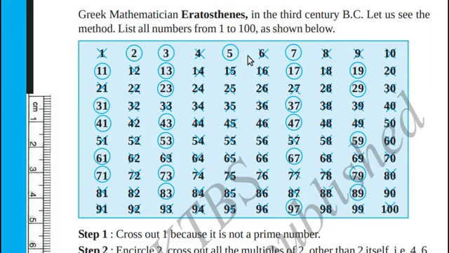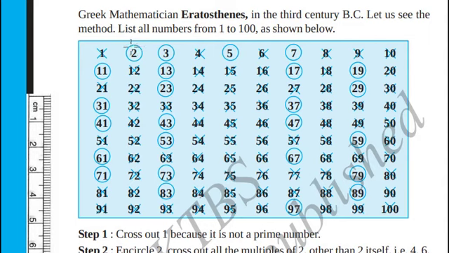In this example we considered numbers from 1 to 100. We can consider any range: 1 to 1000, 1 to 10,000 and so on. The principle remains the same. Now first let us cross out 1 because 1 is neither a prime number nor a composite number.